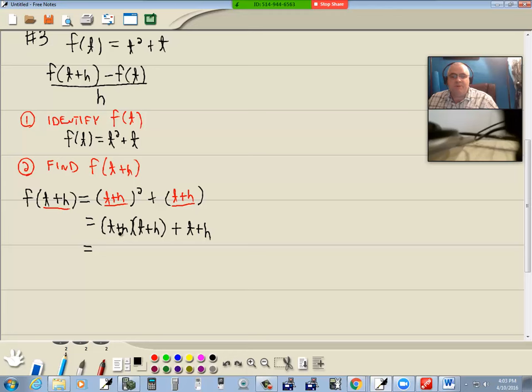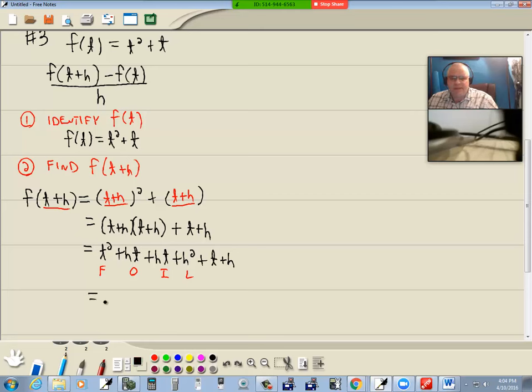Now over here I'm going to FOIL this. T times t is t squared. That's the first. T times h is ht. That's the outer. H times t is ht. That's the inner. And h times h is h squared. Plus t plus h. So we multiply the first terms together, the outer terms, the inner terms, and the last terms.